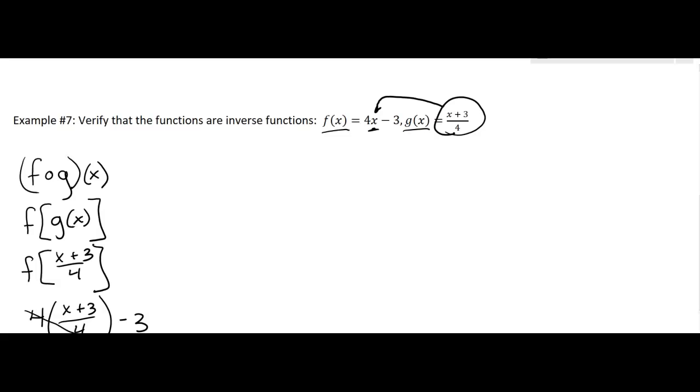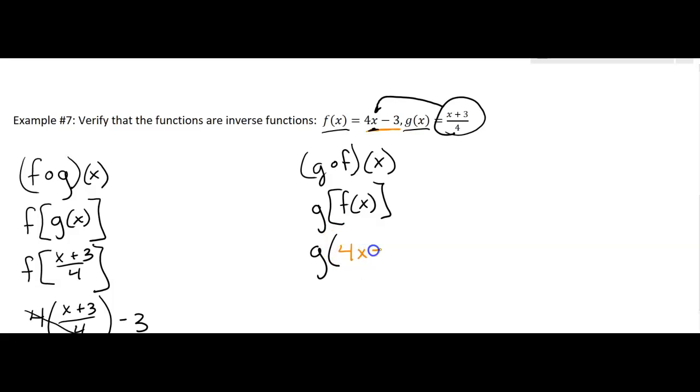Now you have to go the other way. So now we're going to go g compose f of x. Or you can write that as g of f of x. Now I'll use a different color to see if that helps explain it a little bit. Now what's f of x? 4x minus 3. And so we're going to write that as, now I'm using g, so it's something plus 3 divided by 4. And what is that something?